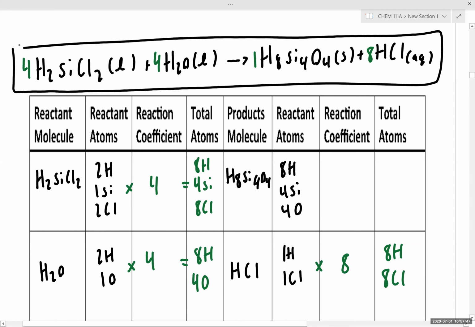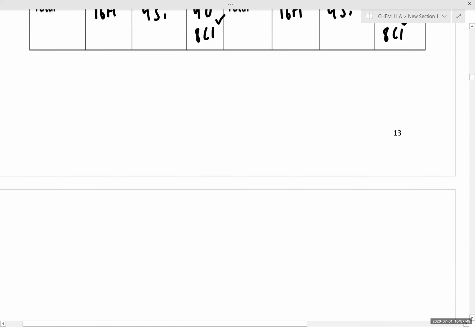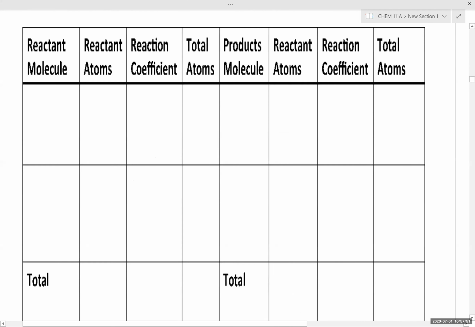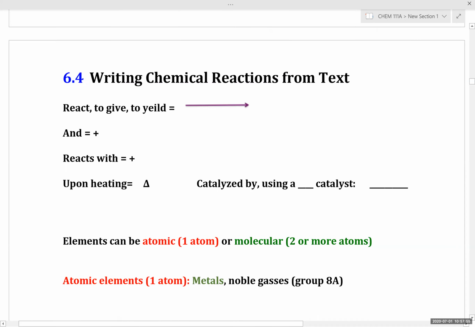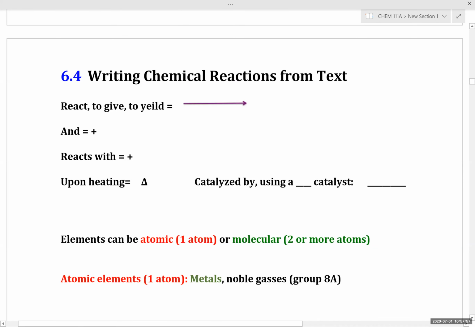Okay, so let's continue on. I left an extra table in the notes just in case you needed more space. Now we're going to introduce this next idea of writing chemical reactions from text. There are some key words that you need to pay attention to when you hear or read a description of a chemical reaction in order to correctly draw out the chemical equation.